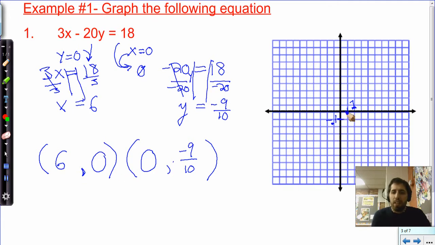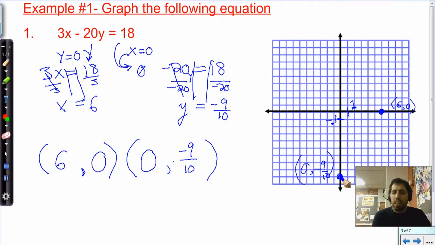So 6, 0, where is that? We run, then we rise, so 1, 2, 3, 4, 5, 6. That's the point 6, 0, and I'll name it just for clarity's sake. And then 0, negative 9/10. So 0, I didn't move at all right or left. We ran 0. Then we'll rise negative 1/10, 2/10, 3, 4, 5, 6, 7, 8, 9. So this would be 0, negative 9/10. And you've got to be good with that conversion between fractions and decimals at this point.